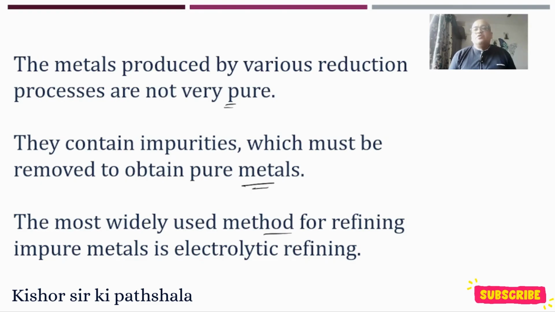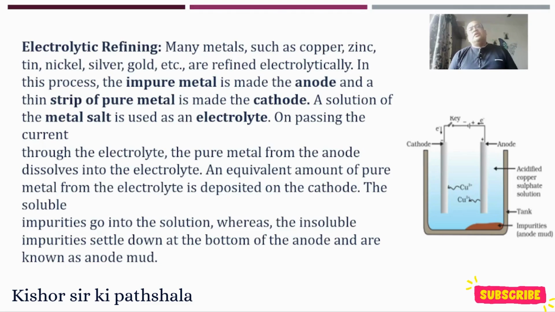The most widely used method for refining impure metals is electrolytic refining. What is electrolytic refining? We have an electrical cell and through that we refine these metals. Let's see how we do this process. Metals like copper, zinc, silver are refined electrolytically. In this process, the impure metal is made the anode.